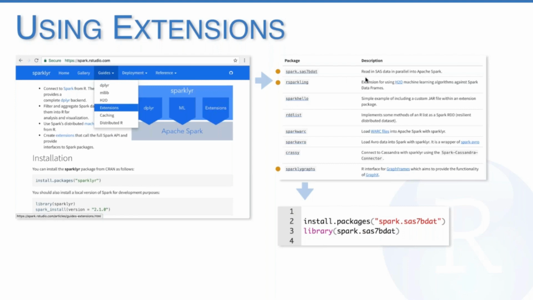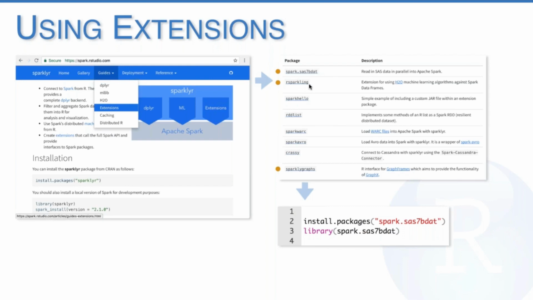In general, you want to take a quick look at what the extensions provide and consider whether this is an extension that is worth using on your end. For this particular webinar, we're going to take a look at 3 of the extensions that are already available. We're going to take a look at Spark.SAS7bdat, which is an extension to read SAS data in parallel into Apache Spark.